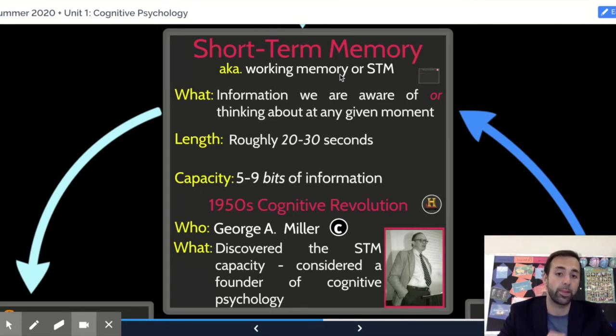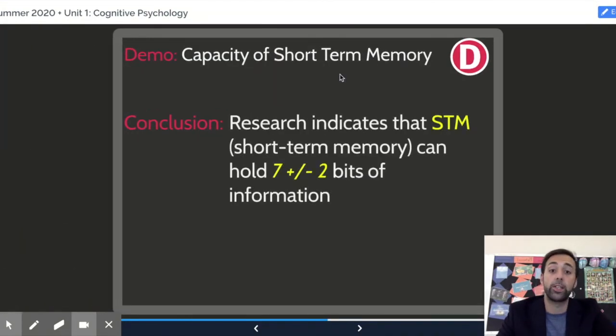George Miller, though, gets a contributing psychologist logo, so he could appear on the AP exam, but he's not an overwhelmingly important name. This is one aspect of the history of psychology. That's what the history logo indicates. And that's what we just did. We just indicated in our demonstration the capacity of short-term memory. Typically, when you see this transition, that means we've just done a demo.